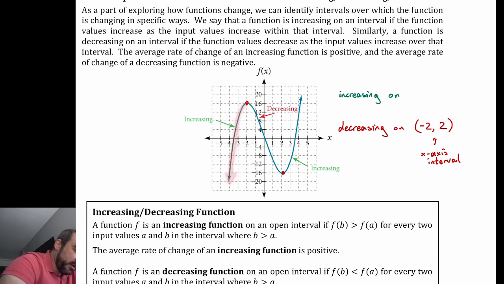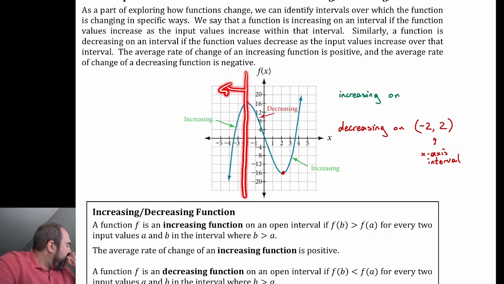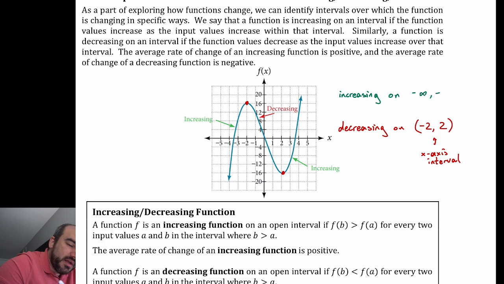Infinity to 2, right? Good. So the interval for this is going to be everything to the left of this point, right? It's this interval to the left of -2. And how we write that in interval notation is -infinity to -2. All right, so that's one interval where it's increasing. And then what we can do is just join more intervals to this by using a union symbol. So we're going to say union.